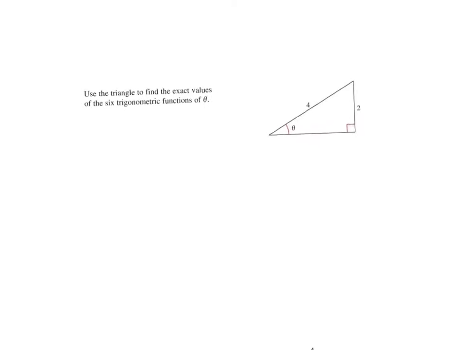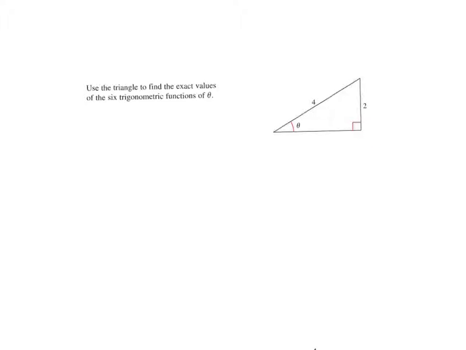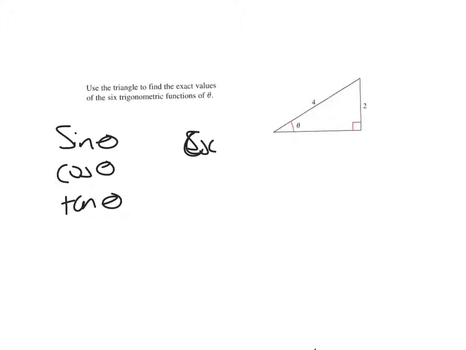Hopefully we're okay. So we're going to use some of these ideas to help us evaluate our trig functions. If we use the first example, it says find all 6 trig functions of theta. What that means is they want you to find the sine of theta, the cosine of theta, the tangent of theta, let's do cosecant because it matches sine, secant, and cotangent.